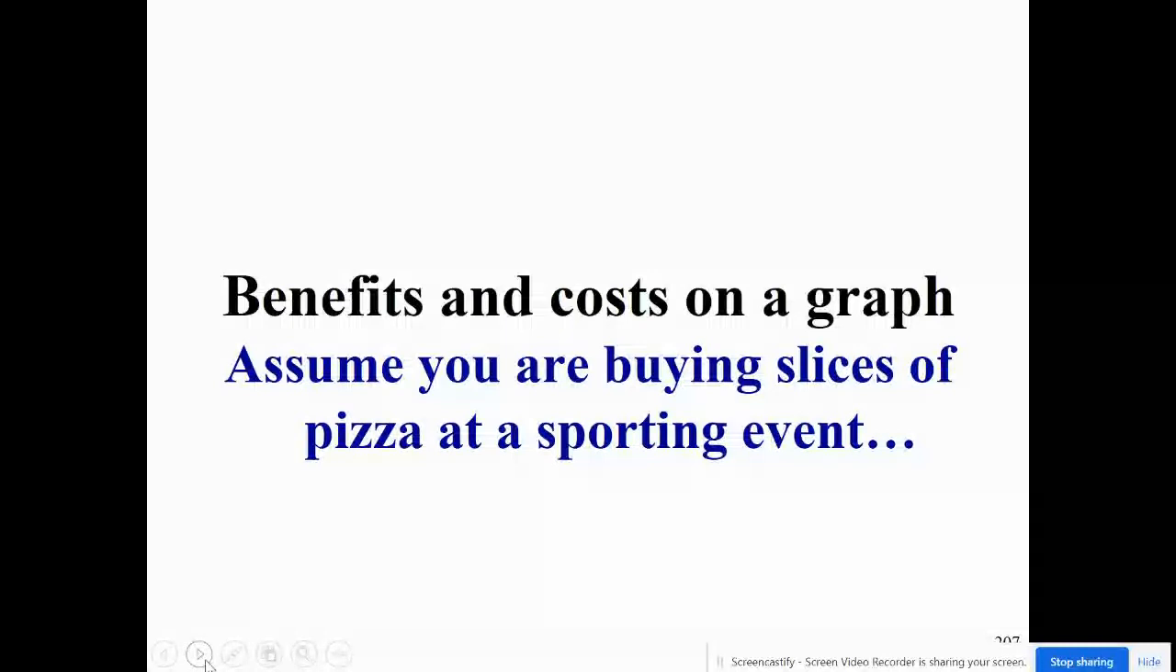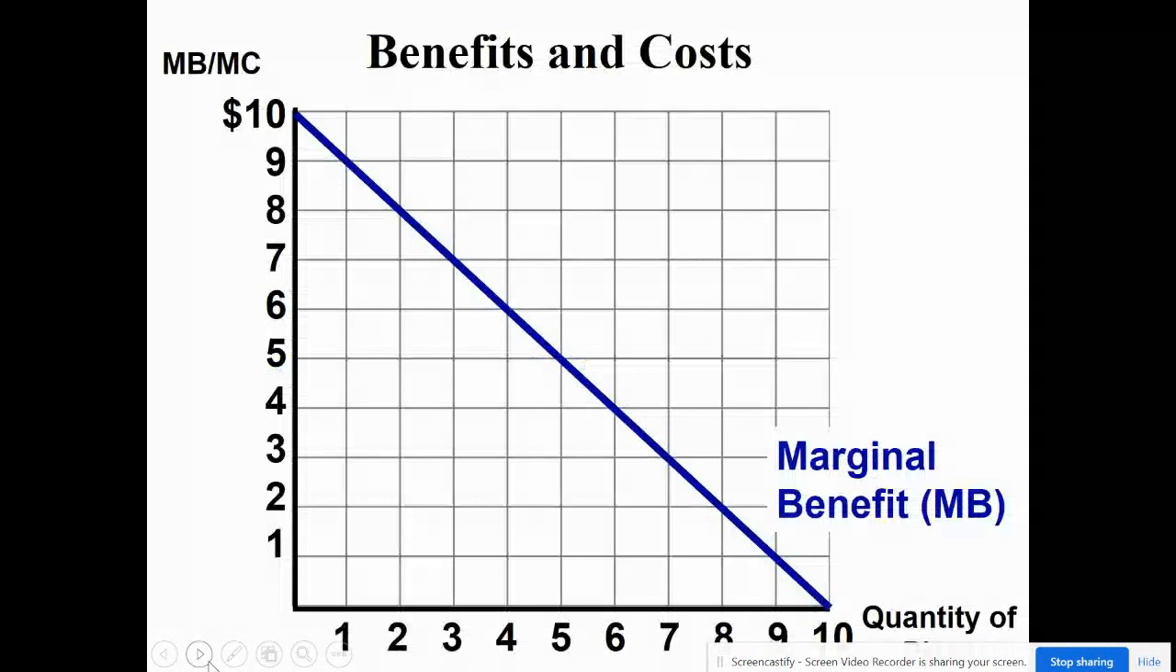So we look at the cost benefit analysis. Assume you are buying slices of pizza at a sporting event. Now, this here would be our marginal benefit, meaning how much additional benefit we're getting from each additional pizza. We know the law of diminishing marginal returns tells us that as we buy more and more pieces of pizza, the amount of satisfaction or utility that we get gets less and less. So the marginal benefit is the additional benefit for each additional piece of pizza. And we can see that it naturally falls because our satisfaction falls.